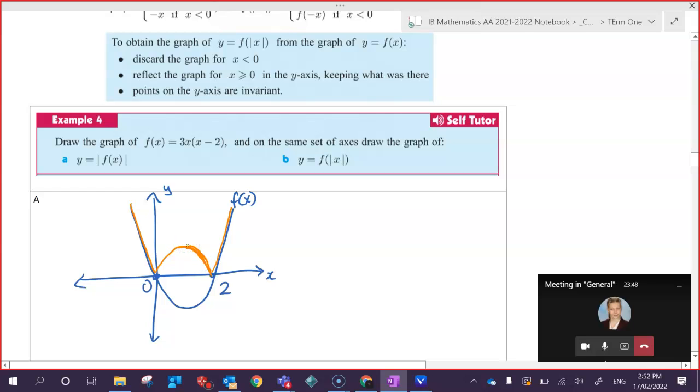Assuming I could draw that reflection perfectly, that is the absolute value of f of x. Anything that was below the axis gets reflected above. Anything that was above stays where it is. Anything on the axis stays where it is.